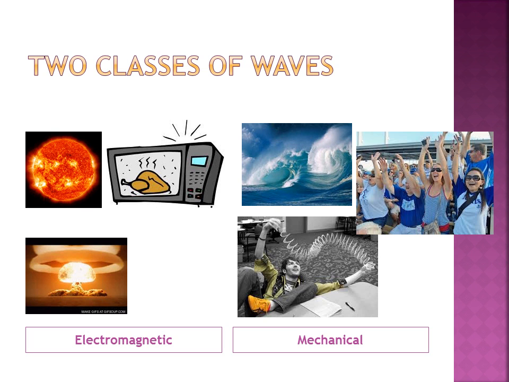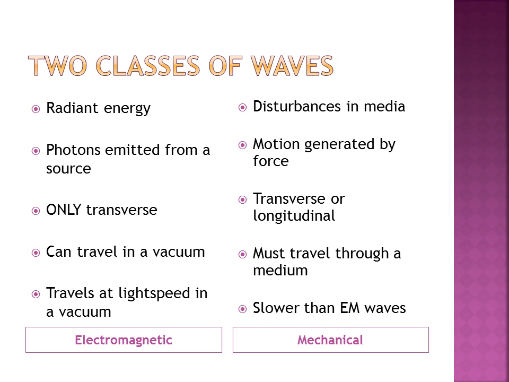Mechanical waves, on the other hand, are waves that occur because something enacted a force on a material and a ripple effect occurred. It has to travel in some form of material. It can't just travel in empty space by itself. These are the main properties you need to know about electromagnetic and mechanical waves.